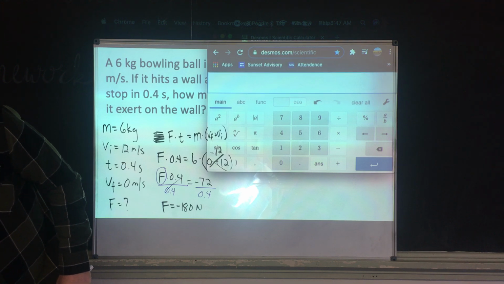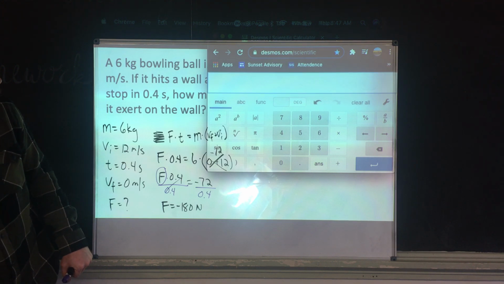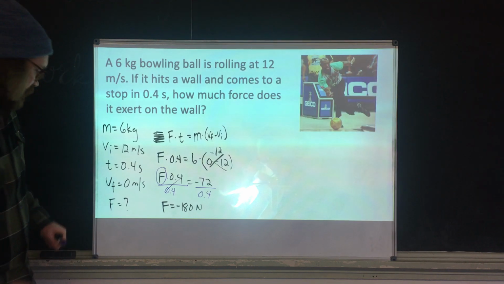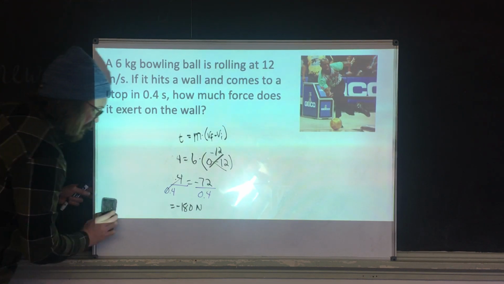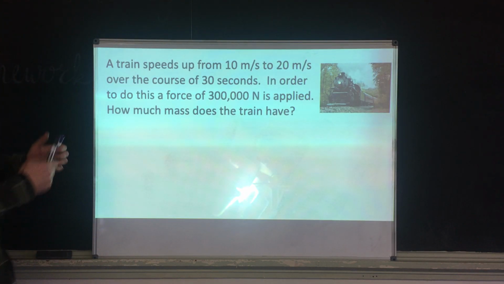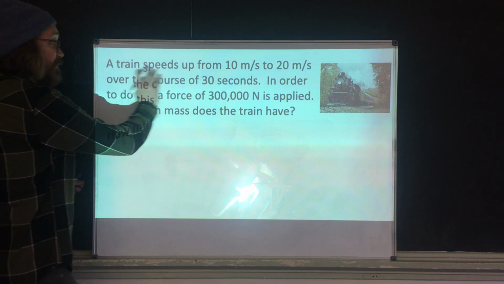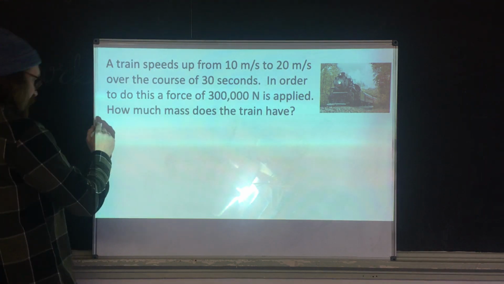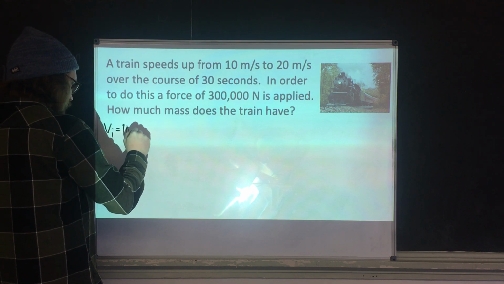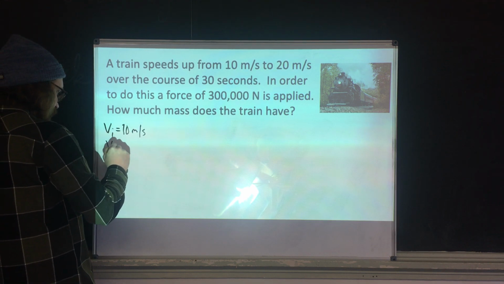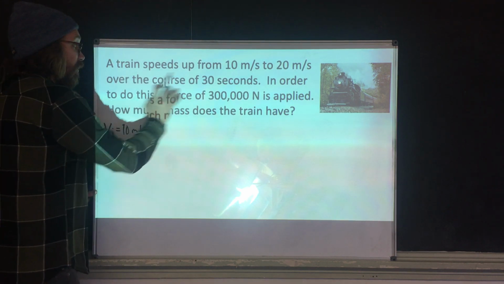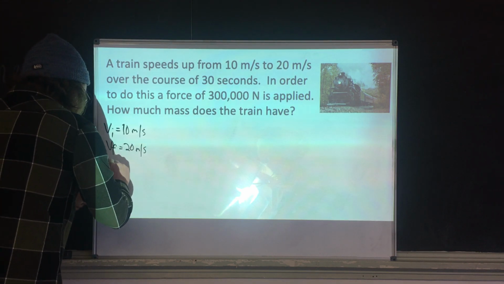Last but not least, we have a train. Love trains. Train speeds up from 10 to 20 meters per second. Awesome. So 10 is our starting or initial velocity. 20 is our final velocity, 20 meters per second, that is, over the course of 30 seconds. Well, we got ourselves a time.